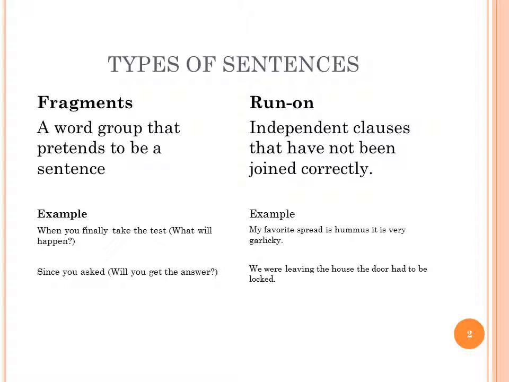In order to fix this situation, I could fix it by putting a semicolon behind hummus to make it two complete thoughts. My favorite spread is hummus; it is very garlicky. In the second example, I again put two complete thoughts into one sentence.